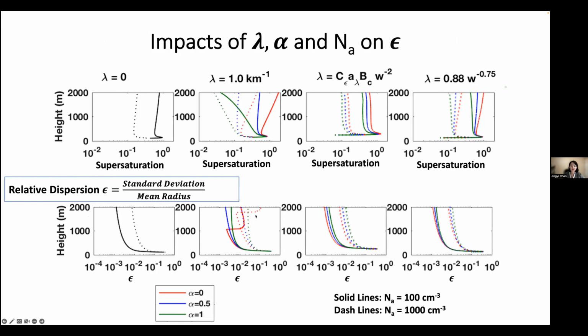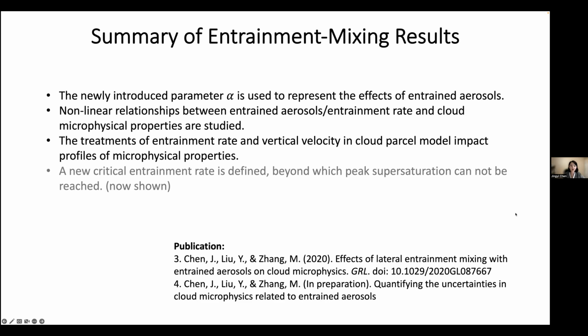This is a summary of the second part. We have the newly introduced parameter alpha that can represent the effects of entrained aerosols. The nonlinear relationship between the entrained aerosol, the entrainment rate and the cloud microphysical properties is shown. And also, the treatment of the entrainment rate and the vertical velocity in the cloud parcel model impacts the profiles of the microphysical properties. Part of this work has been published in the GRL paper, and the rest is still in preparation for other articles.